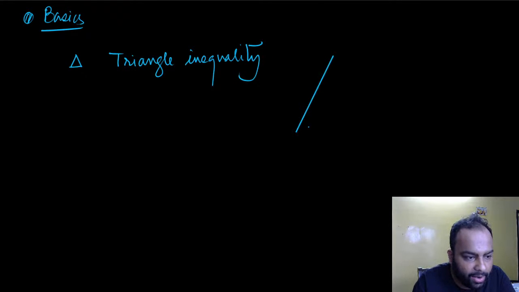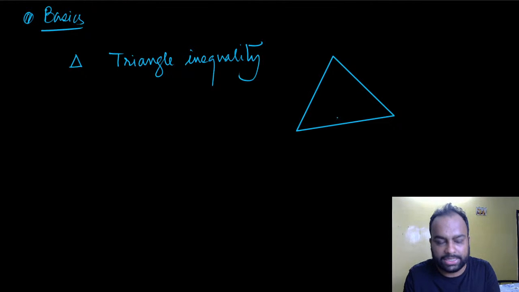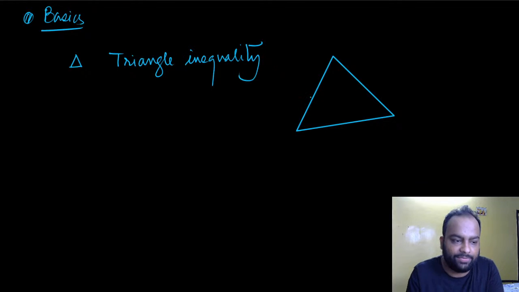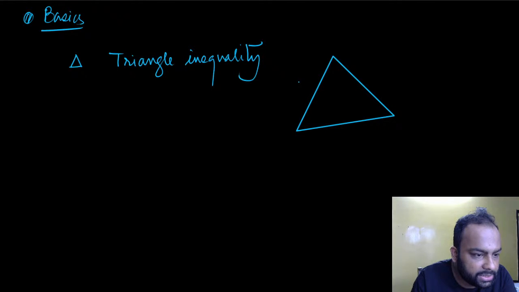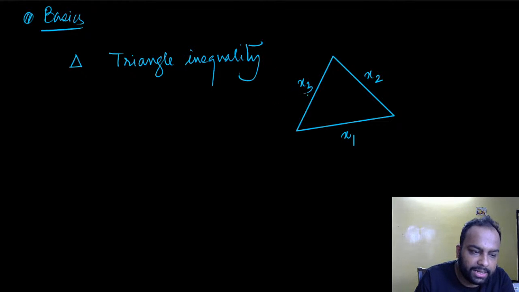So let's draw a triangle. I believe all of you have studied the triangle inequality. So this is a triangle, and it has three sides, and of course three sides have three lengths. Say this side has a length of x1, this has a length of x2, and this has a length of x3, something like that.